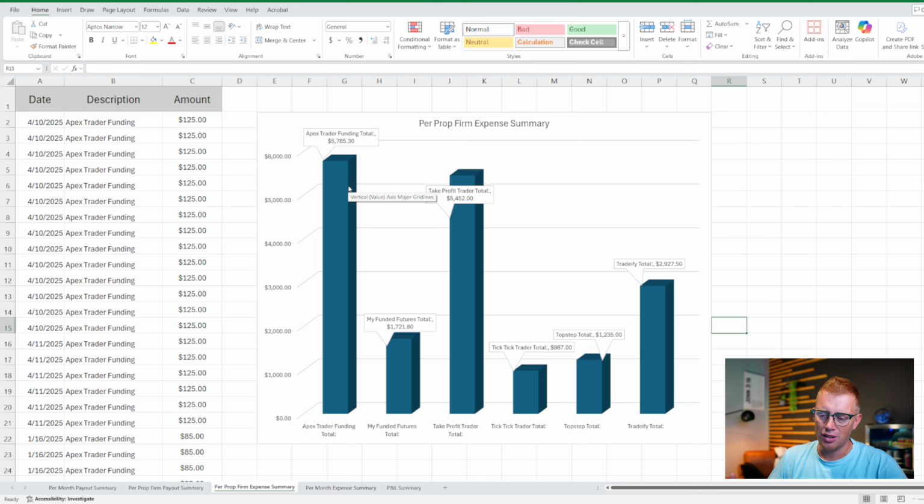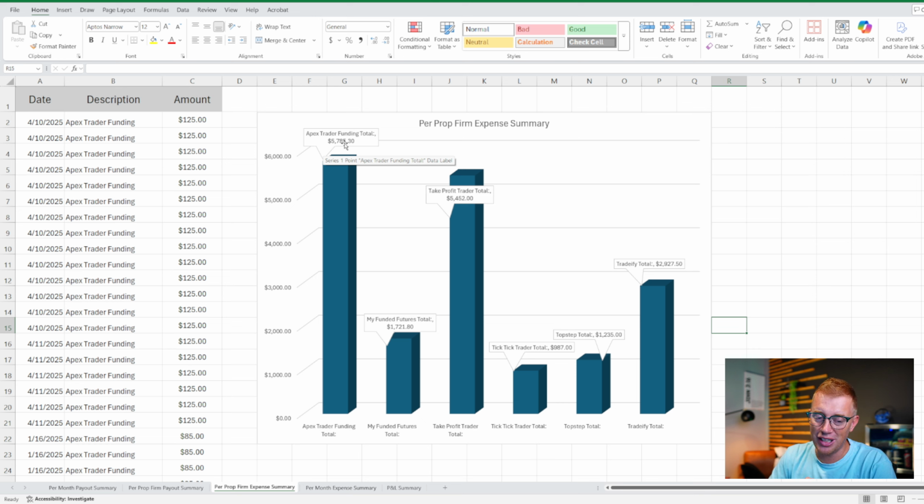One of my goals this year was basically to minimize my expenses. I want to increase my payouts and minimize my expenses, which means more profit. So that's why I'm tracking it. That's why I'm sharing it. Keep me accountable. So Apex, $5,785.30.